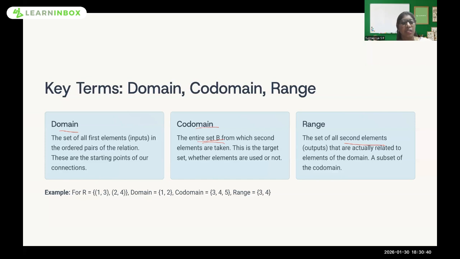So see, in the example, the relation is (1, 3) and (2, 4). So that means our domain is {1, 2}. Our codomain can be {3, 4, 5} or {3, 4, 5, 6} or some {1, 3, 4}, anything. A codomain can be anything, but the range is the set of elements in our B set which we got after our filtration.